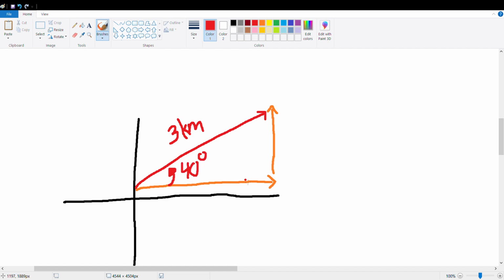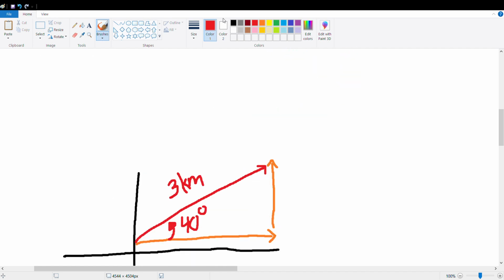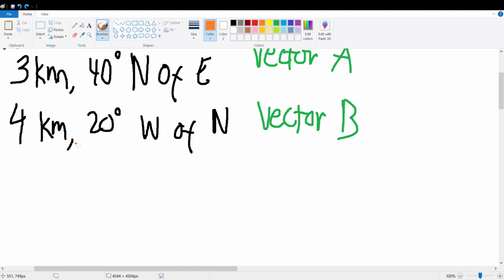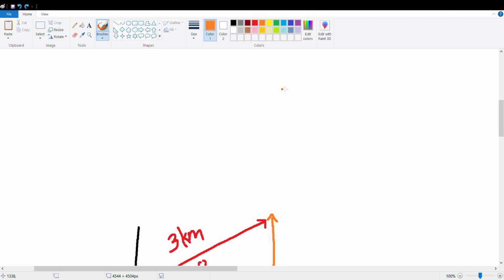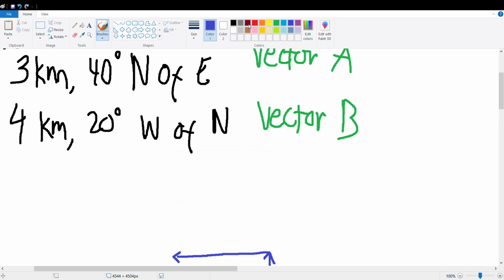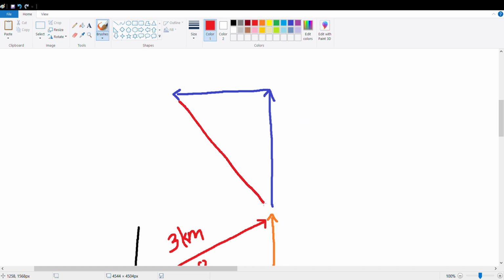Then for the second vector, we would always put it on the arrowhead of the last vector, which is here. So we're gonna start the second vector here. West of north. So we start going to north. So we draw another line going up north, and then go to west. Boom. Then it's 4 kilometers 20 degrees.